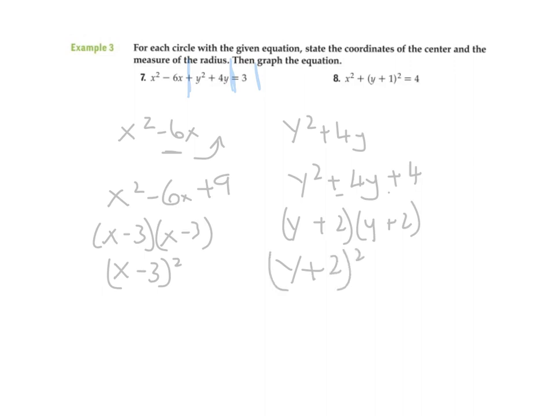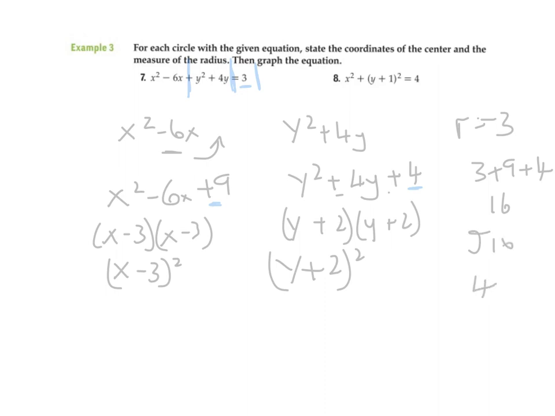Then don't forget, the one thing we've got to remember is we started off with 3, but we've added 9 and we've added 4. So on the radius side, r equals 3, remember? What we've got to do now is 3 plus 9 plus 4, which will give us 16. And don't forget we have to square root 16, which will give us 4.